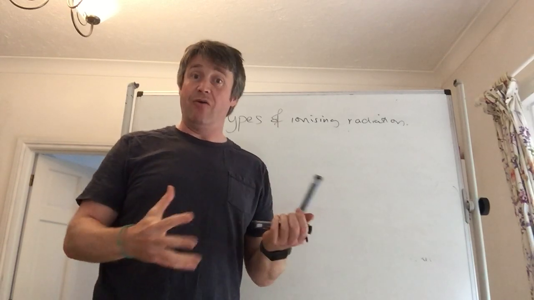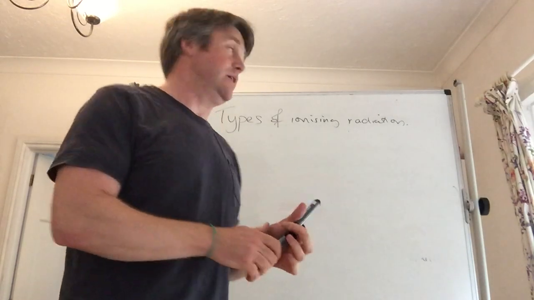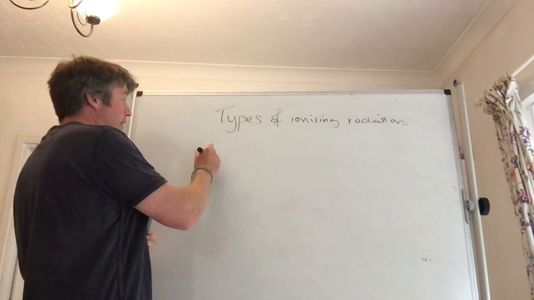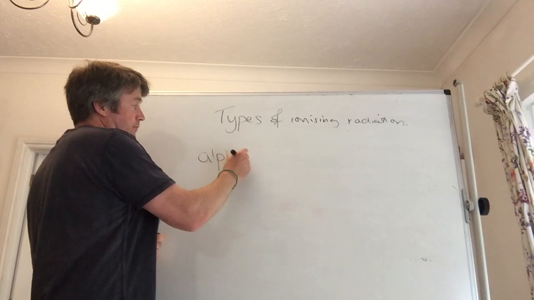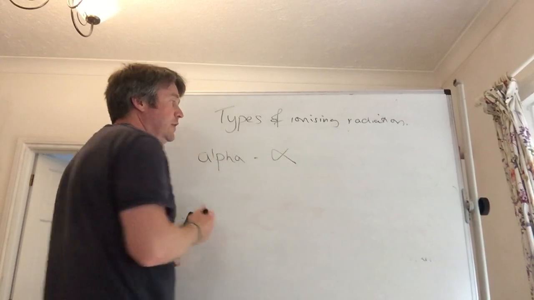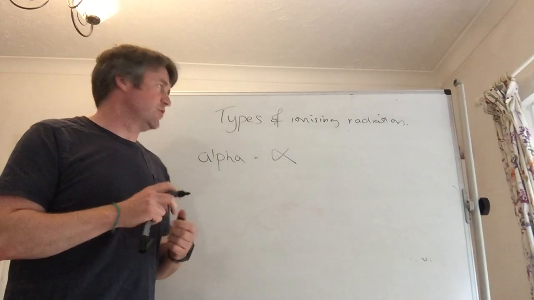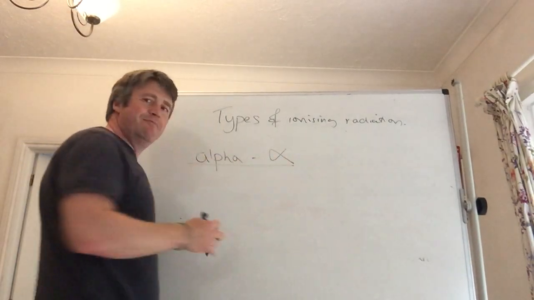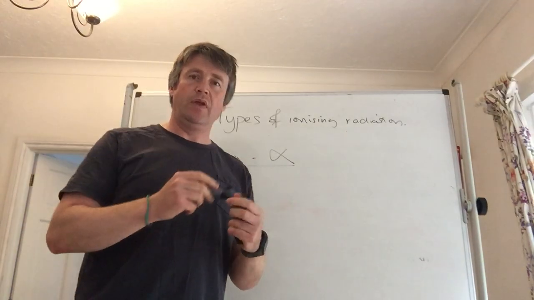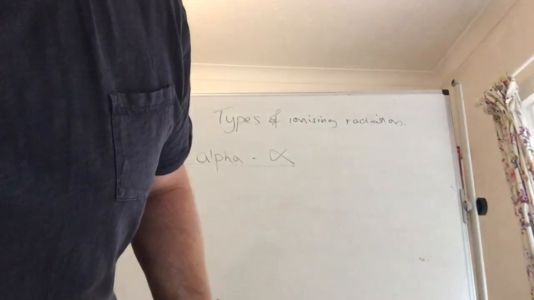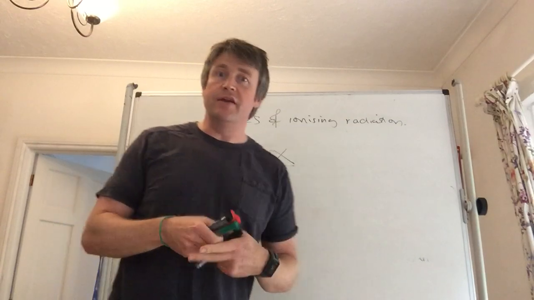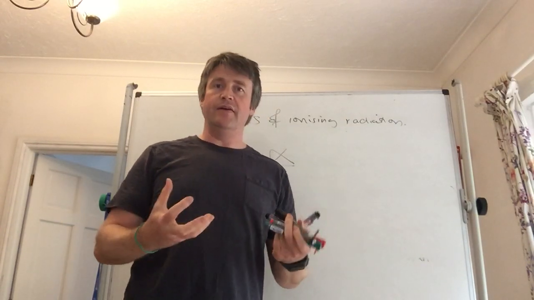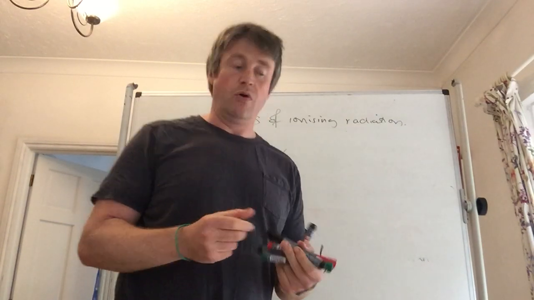So, we'll start with alpha, and there's three things we need to know about each of them. Alpha has the symbol alpha, from the Greek alphabet. Now, the alpha particle is the biggest particle, in terms of the nuclear radiation, it's the biggest one.